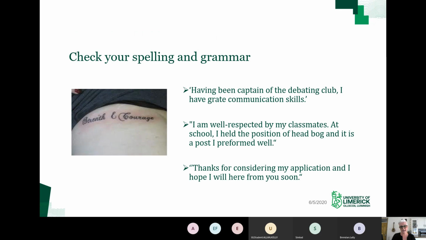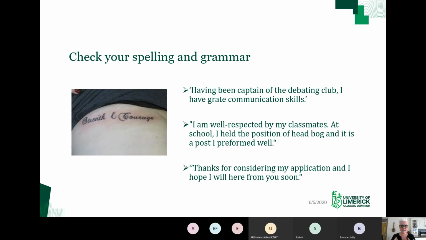Spelling and grammar, I suppose that's the number one mistake that so many people make. We see it all the time, and sometimes your spell checker is not going to pick it up. Just a couple of examples there. Great communication skills, your spell checker will not pick that up. I hope I will hear from you soon. Very common spelling mistakes.